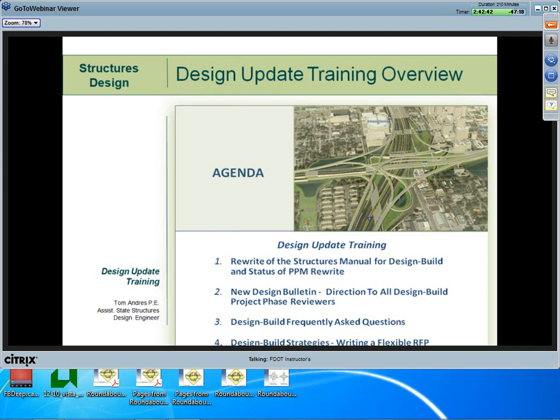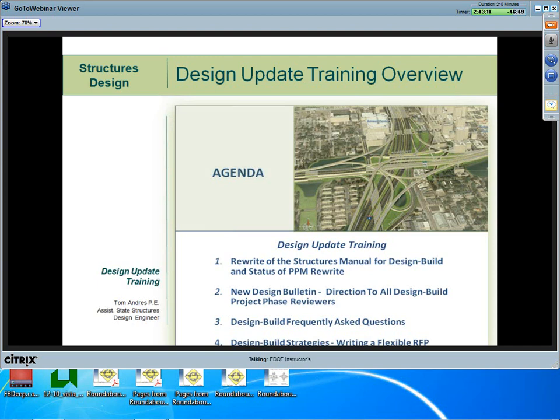Then next I'm going to talk about the new design bulletin that will be issued in the next few weeks. This design bulletin provides direction to all design build project phase reviewers. The bulletin is currently being reviewed by the statewide alternative task team, and as soon as they get their comments finalized, we'll be issuing it, and I'll go through what's entailed in that bulletin.